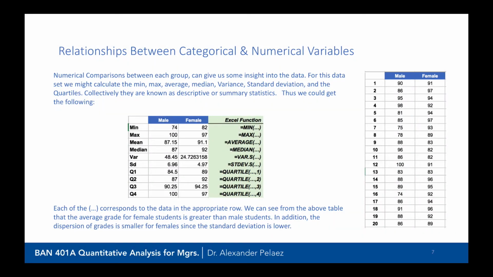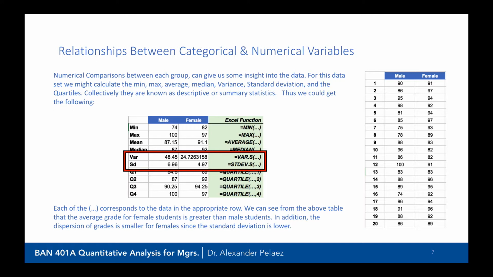So here's an example of some summary measures that we can create in order to do the comparison. We have our min, max, mean, and median that we saw in a different module, and the corresponding Excel functions of min, max, average, and median. We can also calculate the variance and the standard deviation. What's important here is that the variance for male is 48.45, and the variance for female is 24. So we can definitely say that the dispersion isn't as big for the female grades as it is for the male grades.